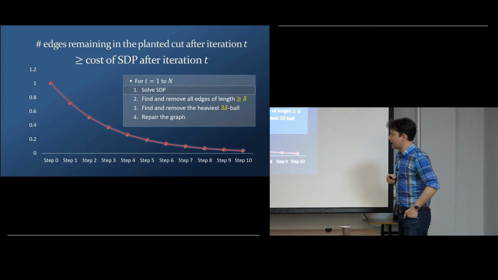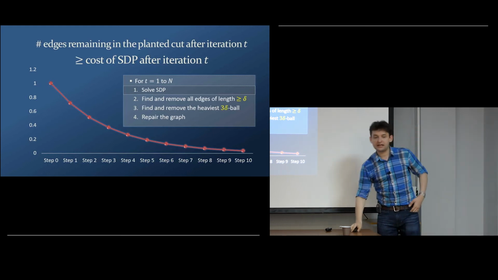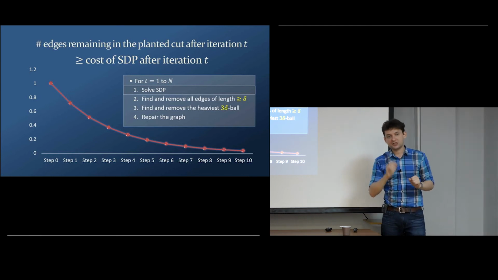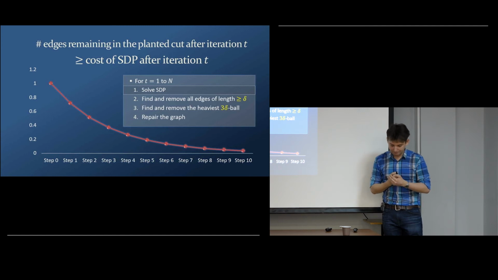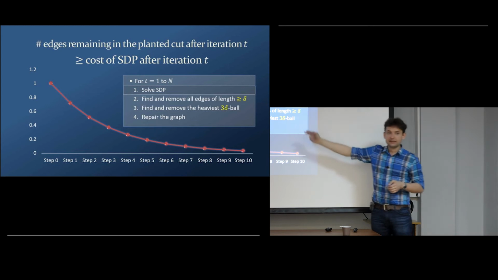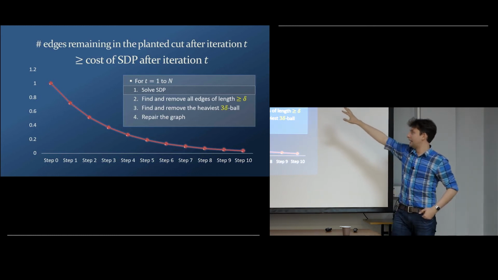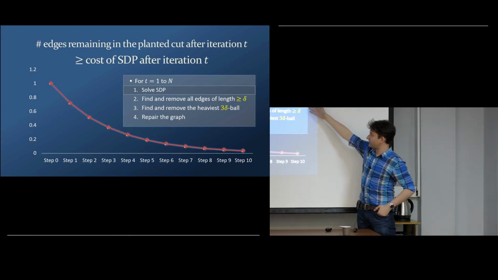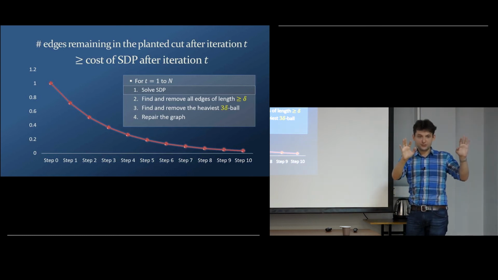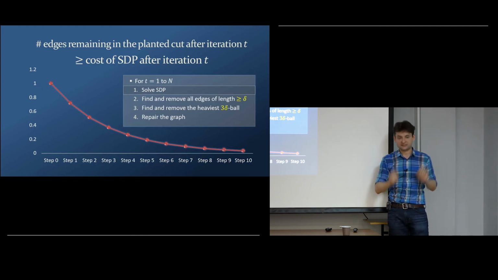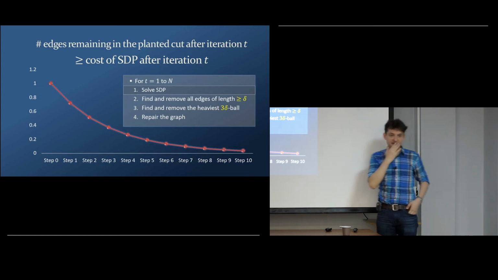And what is the idea? Why does this algorithm work? It turns out that the number of remaining edges in the planted cut, the number of edges between L and R, decreases exponentially, really fast, after every iteration of the algorithm. The reason why we need to resolve the SDP at this first step is because the cost of the SDP solution is upper bounded by the number of edges between L and R. After we resolve this SDP for the remaining graph, the cost of the optimal solution in the remaining graph is bounded by the number of edges that remain between L and R, which decreases exponentially. It's not obvious at all why it decreases exponentially, so I'll tell you in a moment. But the cost of the optimal solution decreases, and it means that the SDP value decreases very fast.